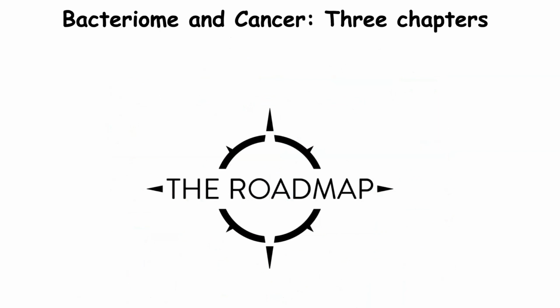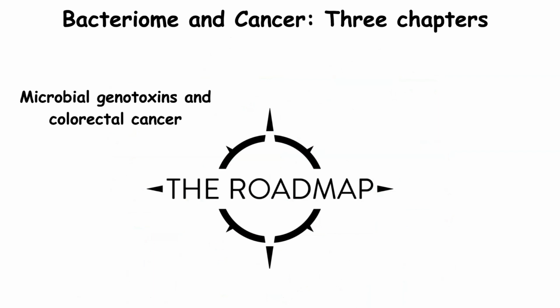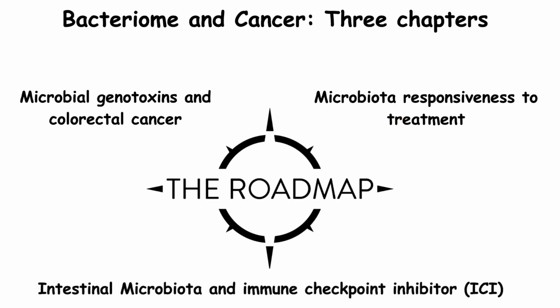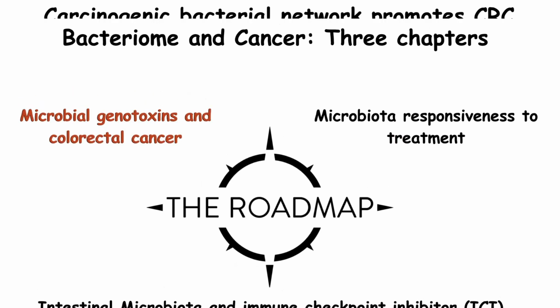Here's a roadmap that I built for this lecture. The first thing we're going to discuss is microbial genotoxins and the development of colorectal cancer. I will follow this up with the role of microbiota in responsiveness to treatment, and close the lecture with microbiota and immune checkpoint inhibitors. So, three chapters. Let's start with the first one.